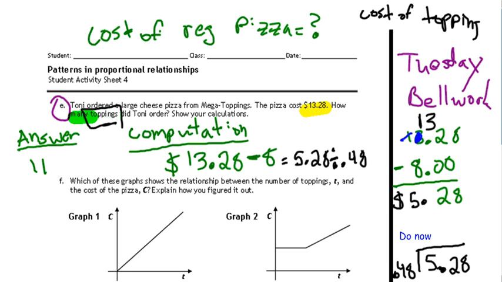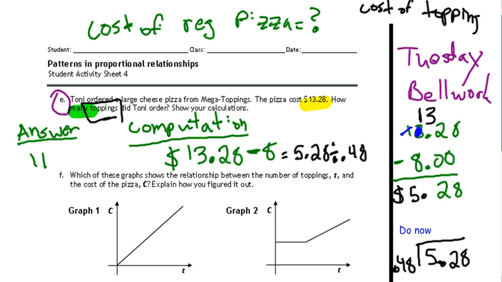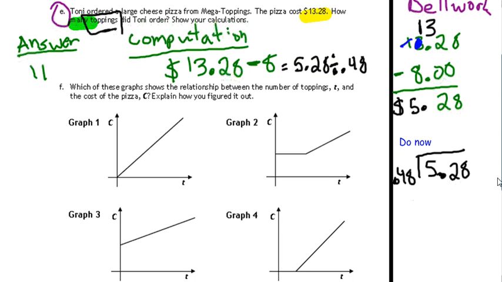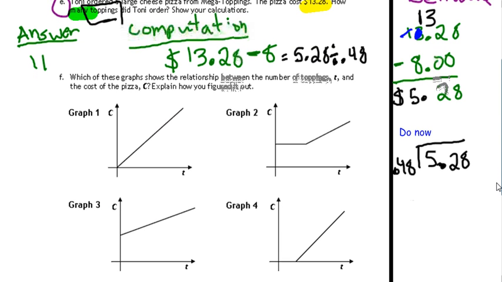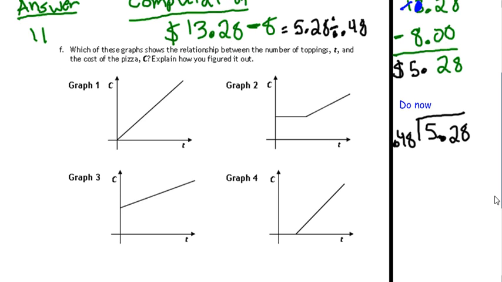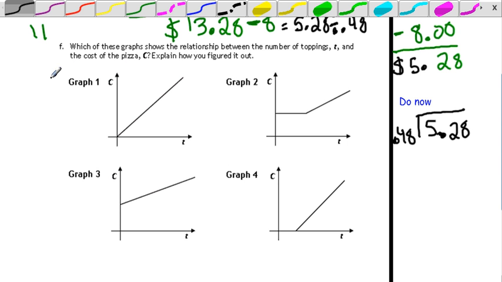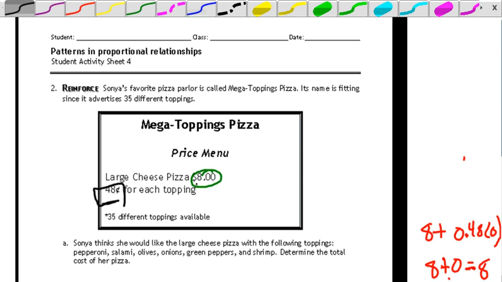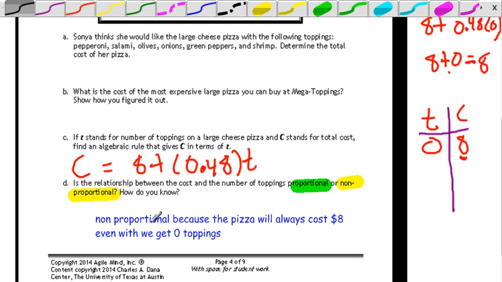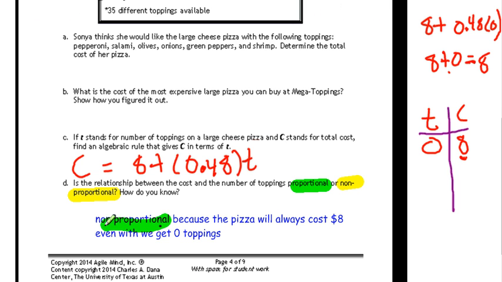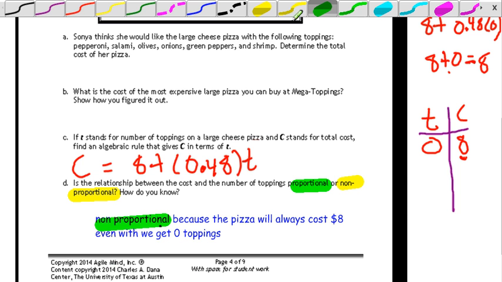All right. So let's go on to part F. Which of these graphs shows the relationship between the number of toppings and the cost? Explain how you figured it out. So we're going to do some explanation. Now, let's go back. Is our graph proportional or non-proportional? If we look back, it's non-proportional. So I want you to underline non-proportional.